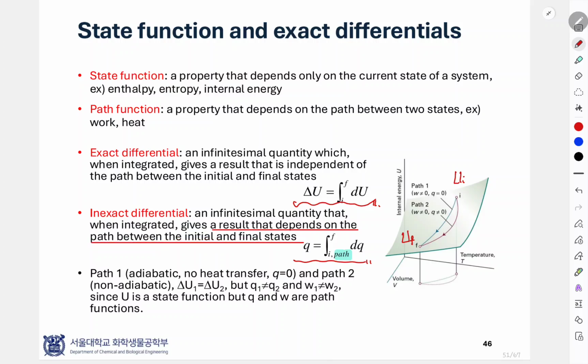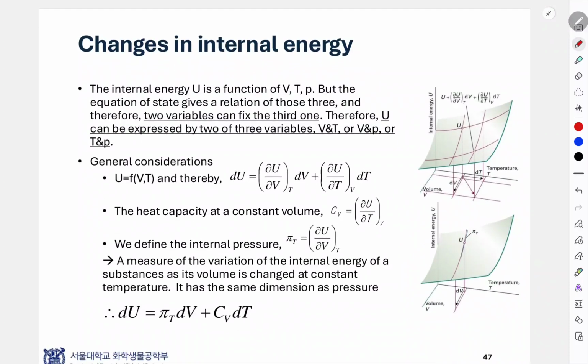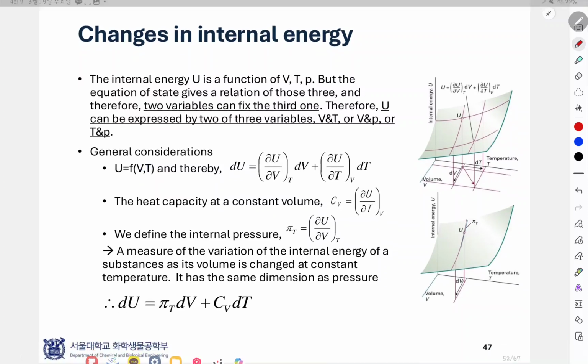So the internal energy U is a function of volume, temperature, and pressure, as we learned. But the equation of state gives the relation of those three. And that means that if we know two variables, we can fix the third. So you can express it by two of the three variables, such as volume and temperature, volume and pressure, or temperature and pressure. But in the general case, we usually use this function of volume and temperature.